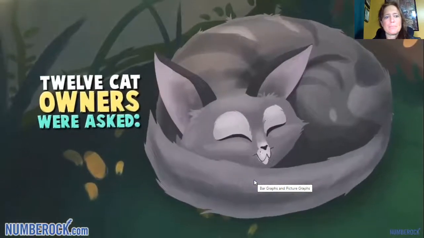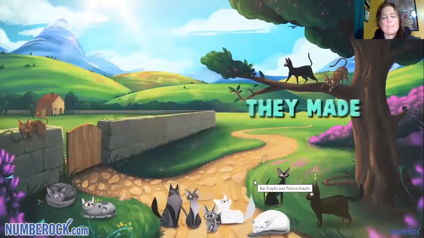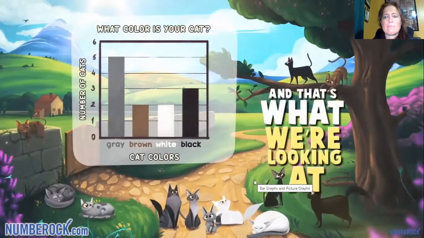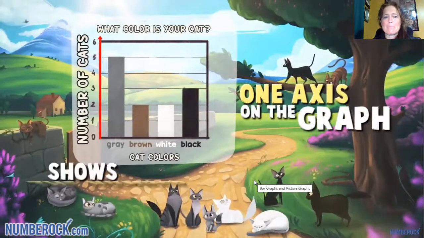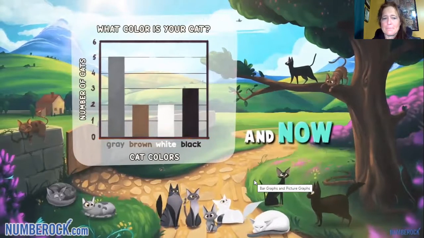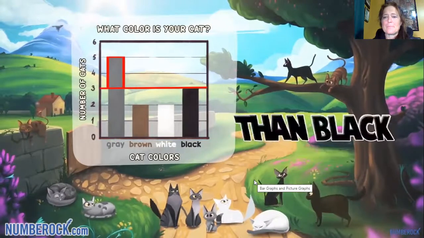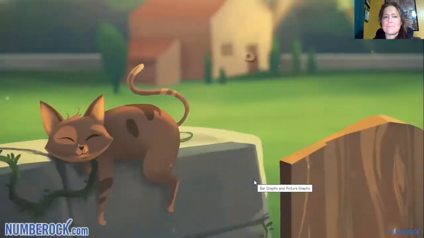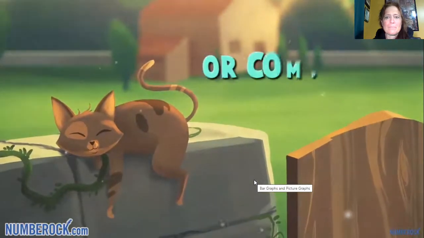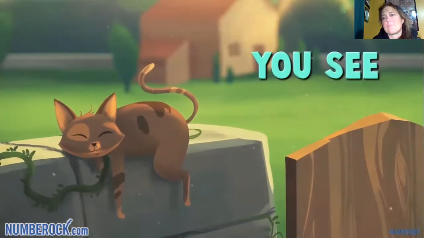Twelve cat owners were asked, what color is your cat? Is it gray, brown, white, or black? They made a first draft of a bar graph, and that's what we're looking at. One axis on the graph shows the number of cats. The other axis tells us if they're gray, brown, white, or black. And now we can compare each group of cats there, like the fact that there are 2 more gray cats than black. On a bar graph, the data there can be put together, taken apart, or compared. Picture graphs can show the same data you see, except with pictures and a key.